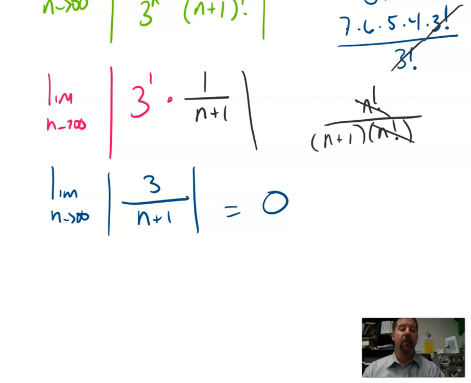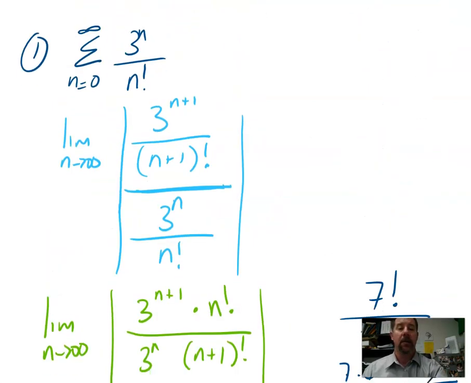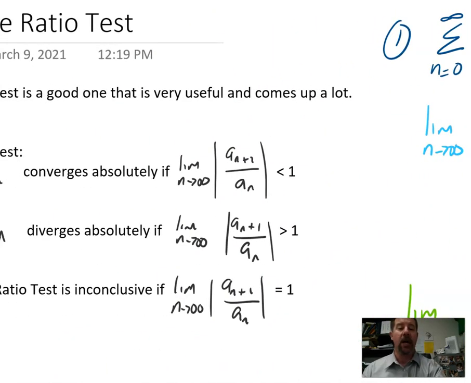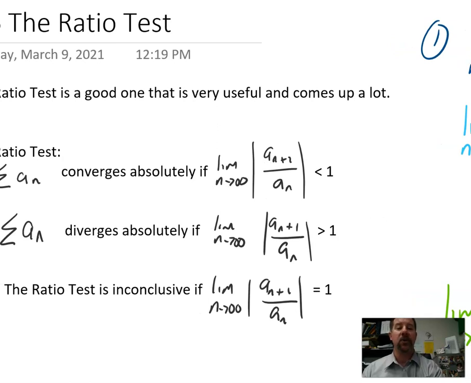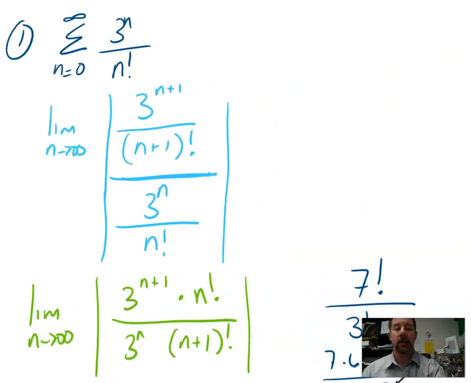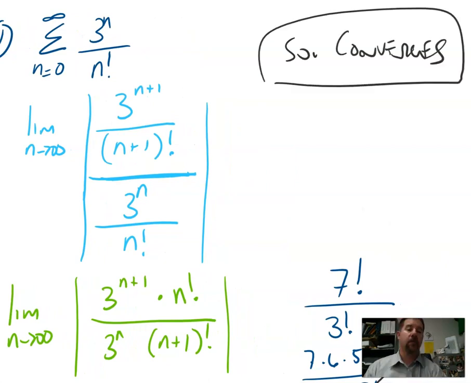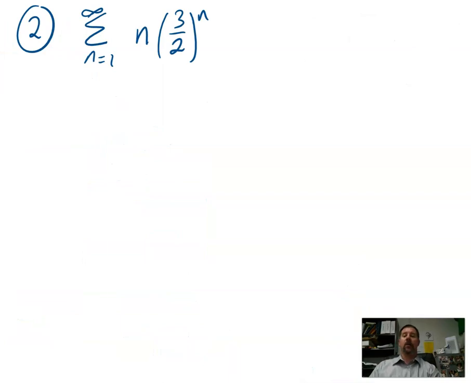And now, because when I did this I got an answer that is less than 1, going back to our test over here, because we are less than 1, I know that this is going to converge absolutely. Okay? So, this converges. All right. Let's try this again. Let's do another one.